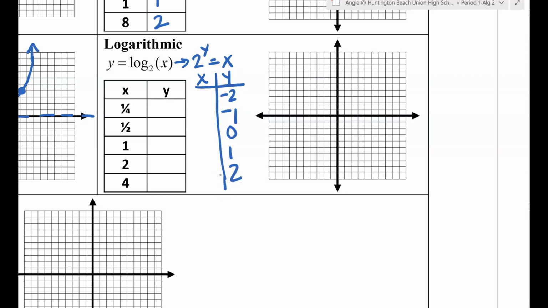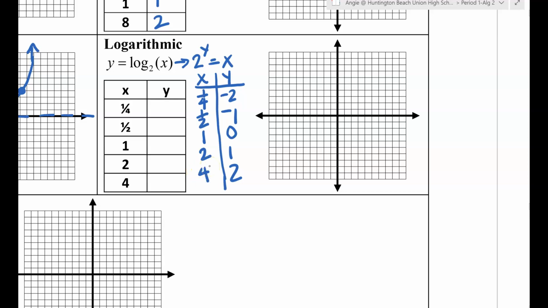So if we pick y, we go, okay, 2 to the negative 2 is, to make it positive, 1 over 2 squared, so that's a quarter. And then 2 to the negative 1, to make it positive, 1 over 2 to the 1, so that's going to be a half here. And 2 to the 0 is 1, 2 to the 1 is 2, and then 2 squared is 4.